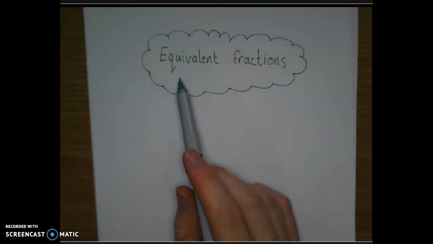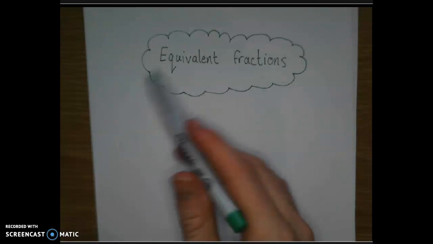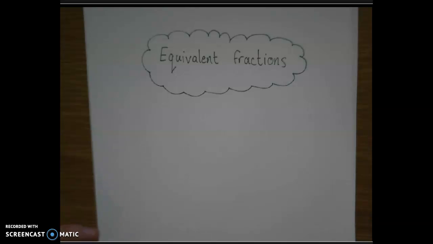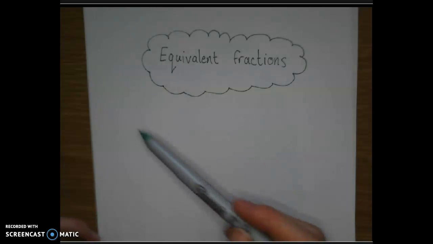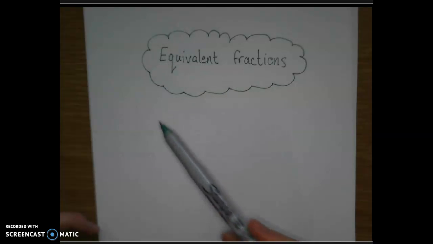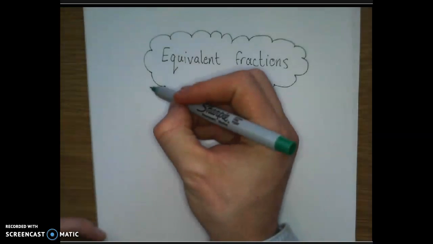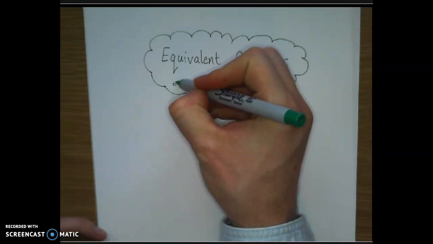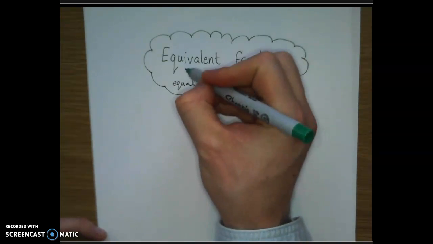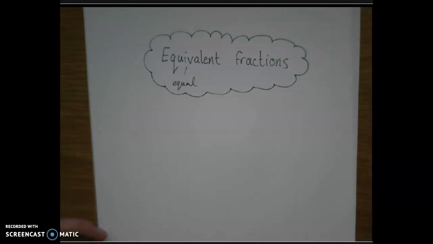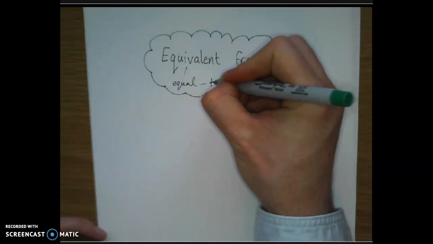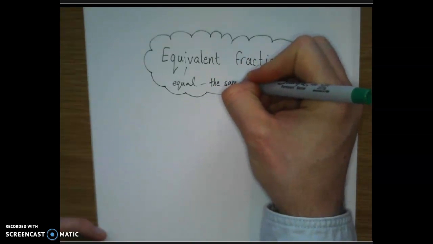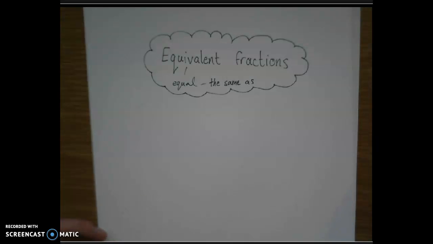Now if you think about when we come across new words in English, one way that we try and figure out what the word means is by looking for smaller words inside it. Okay, so what words would you kind of see or hear inside equivalent? And the word you might come across that you would think of is equal. Equal. Okay, and what does equal mean? It means the same as. That's what equal means.